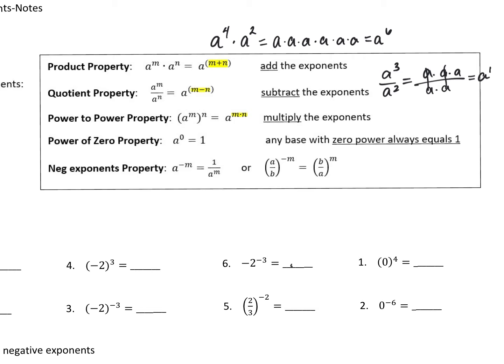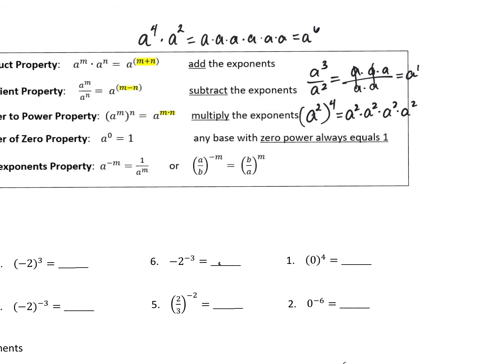So then the power to the power property says when I raise a power to a power, I can multiply my exponents. So if I have a squared to the fourth, that means a squared times a squared times a squared times a squared, which 2 plus 2 plus 2 plus 2 is 8, and we get the same thing if we were to multiply 4 times the 2. Okay? So that's a little bit as to why the rules work.